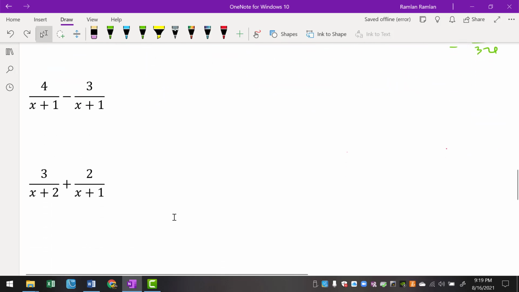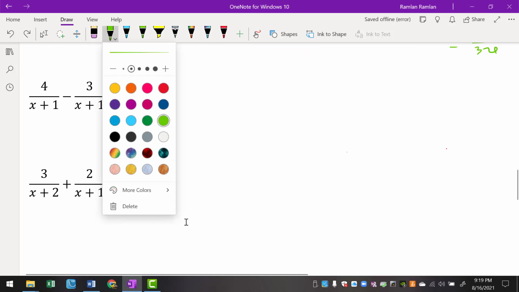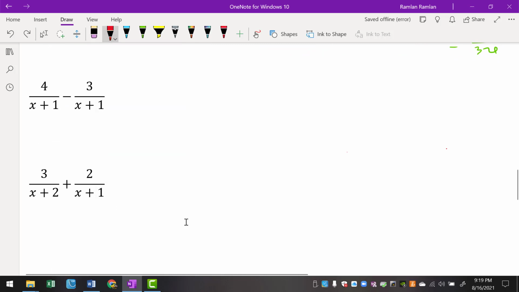Okay, next example here, I have 4 over x plus 1 minus 3 over x plus 1. Again, don't be confused, right? The first thing that you need to make sure is that you have the same exact denominator. If you have it, it's going to be very, very easy, right? As you can see, these two fractions have the same exact denominator, so you don't need to change anything. You only need to add or subtract the numerator. Here we have 4 minus 3 is just 1, right? And the denominator doesn't change, and you're done. As easy as that.